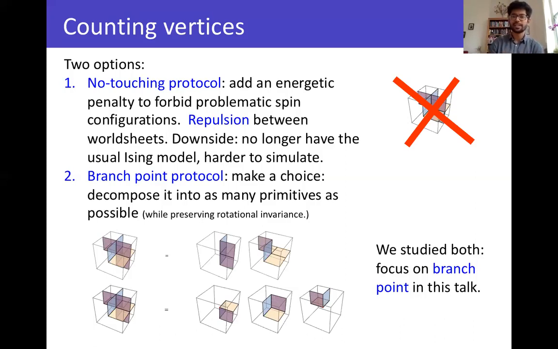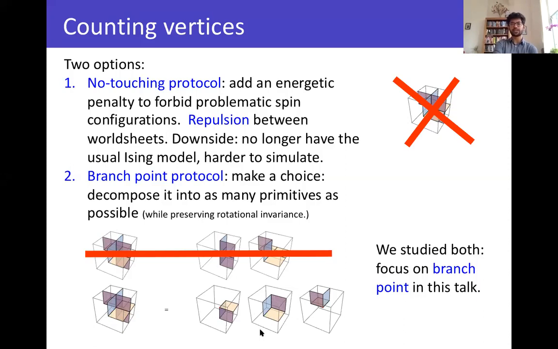There's something which I like a little better, which is called the branch point protocol, which is the following. What you're saying is just make a choice. For each configuration, break it apart into as many primitives as possible while preserving rotational invariance. So in particular, given this configuration, don't do this one, do this one instead, because 3 is greater than 2. So we studied both of these protocols. I'm going to focus on the branch point protocol for this talk, just for reasons of time. The results from this other protocol are not really very different, but I encourage you to look at our paper if you're interested in what happens with this one.